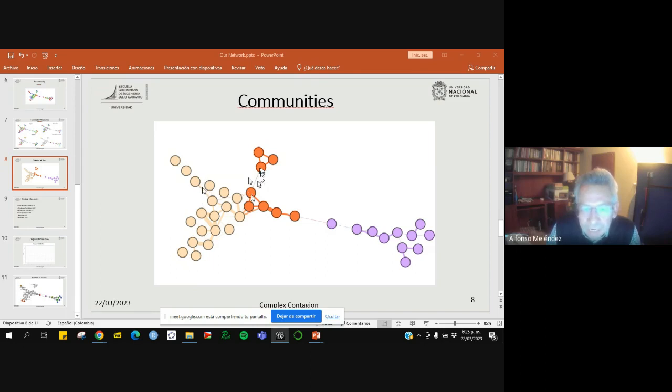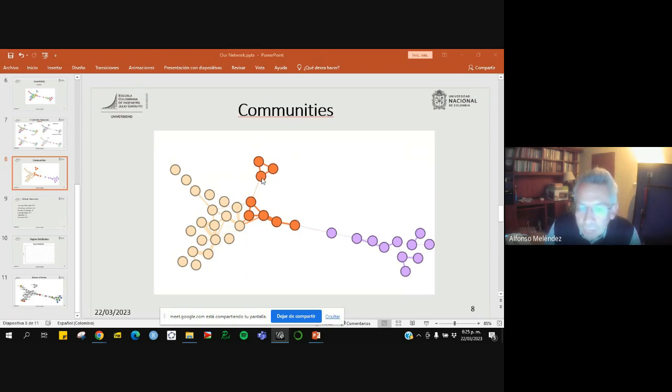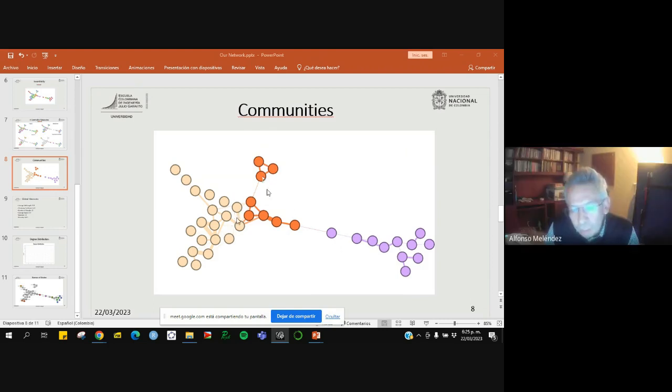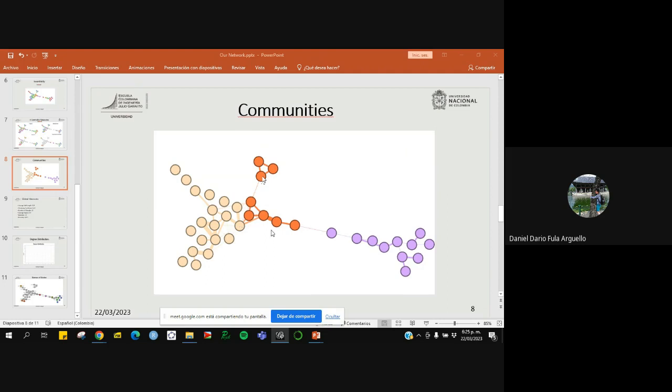The direction of the links is not shown here, but how do I convert a directed graph to an undirected graph? Okay, that's a good question. There's not a unique way. The most obvious way is saying if A is a friend of B or B is a friend of A, any of the two, you put a link. And what do you do with the weights?